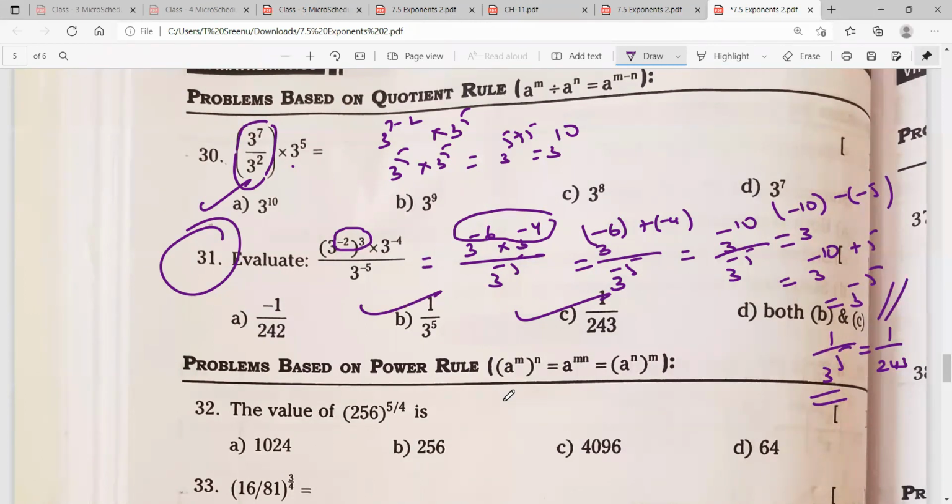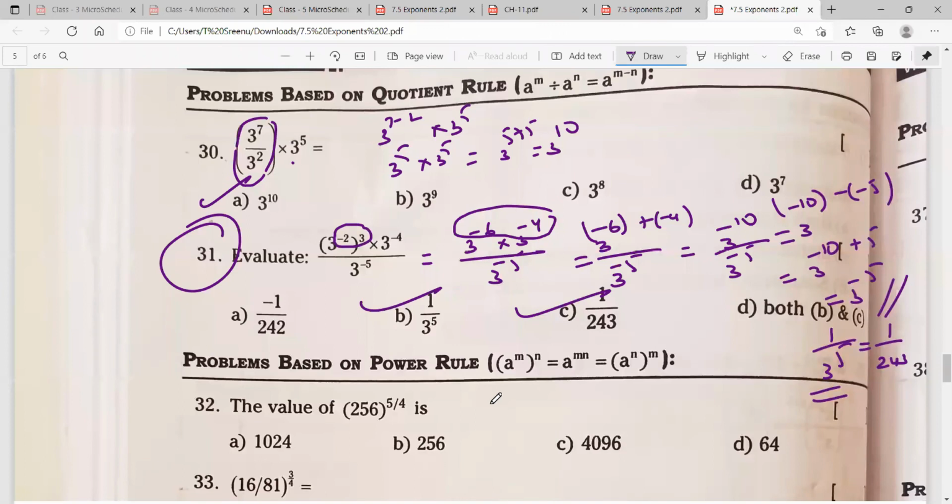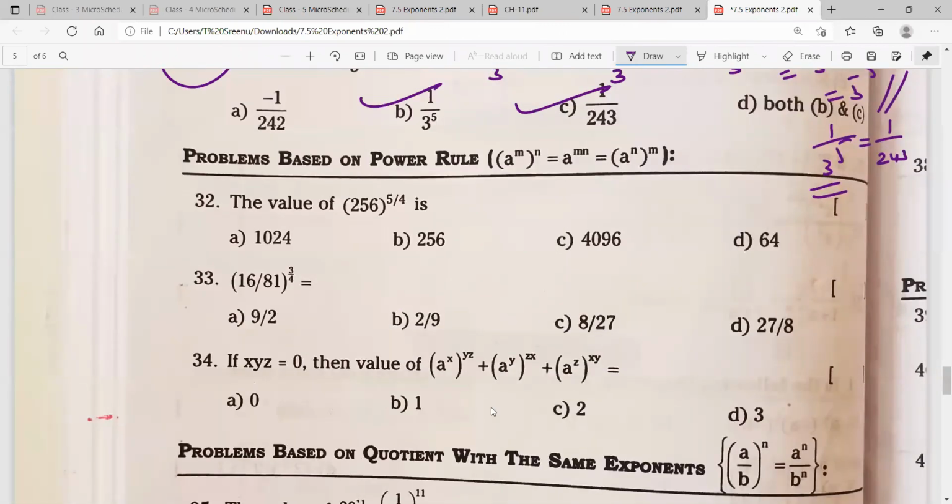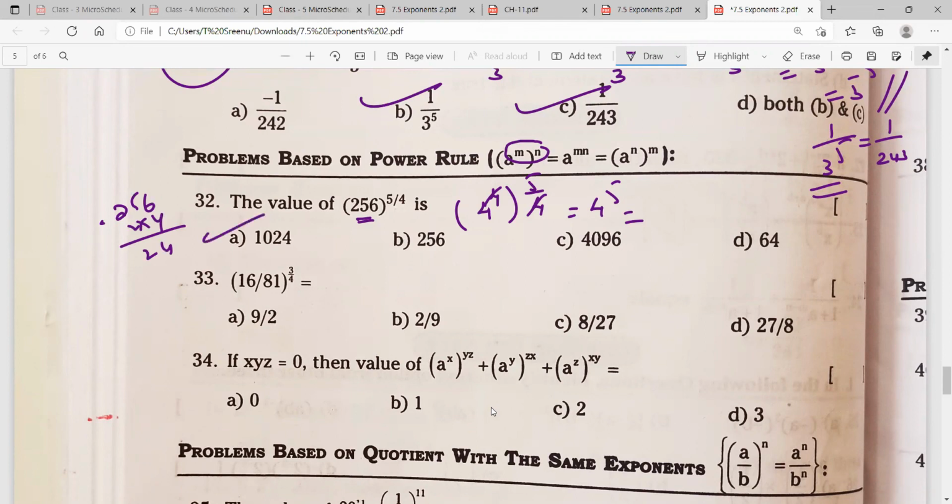Okay, sir. Yeah, 32, 32, 33, 34. When we have two powers with the same base, we have to multiply them. That's all. And here, 256 is 4 power 4. Already we have done in the before sum. 4 and 4 get cancelled. 4 power 5. Just check it out. 4 power 5 value, 256 fours. 1024, no?